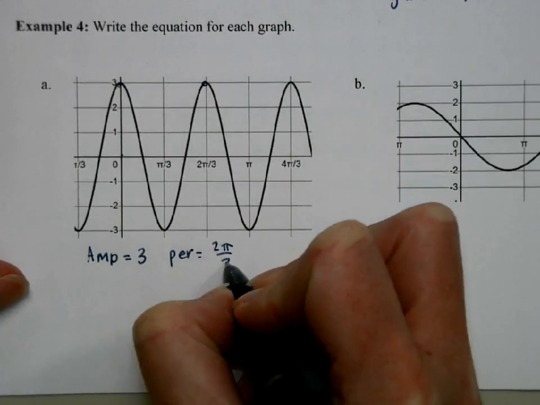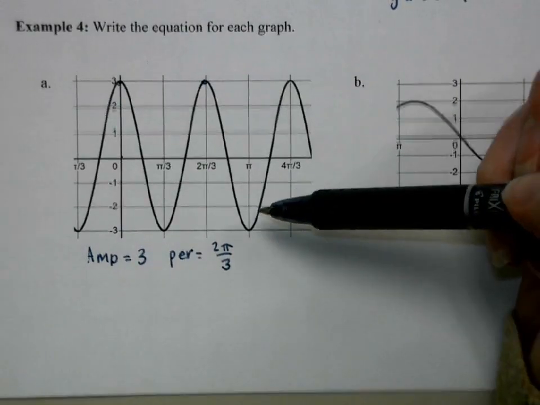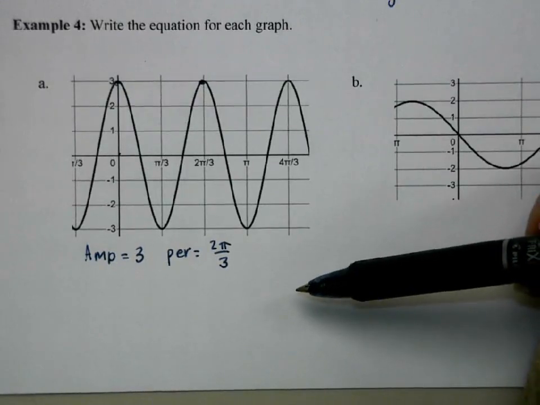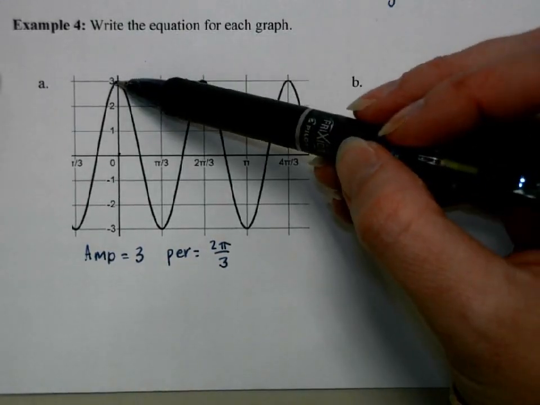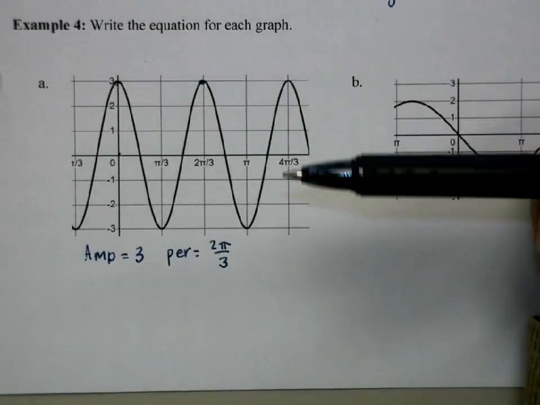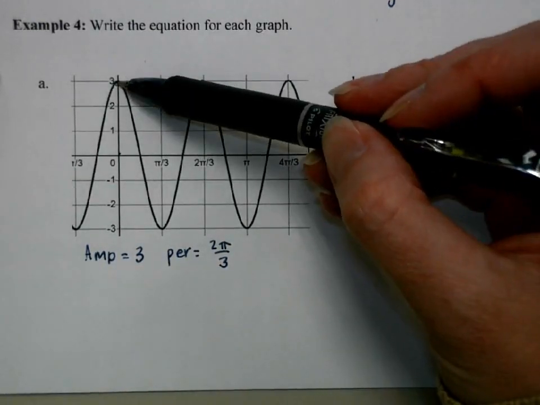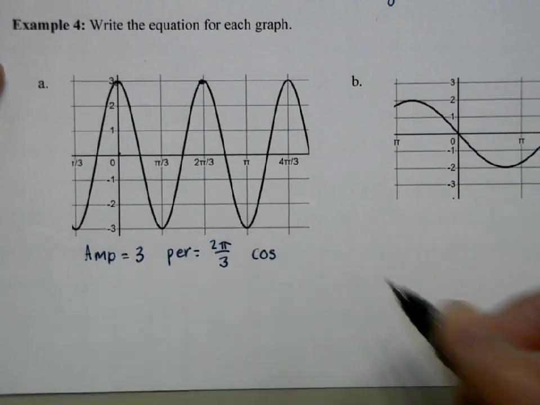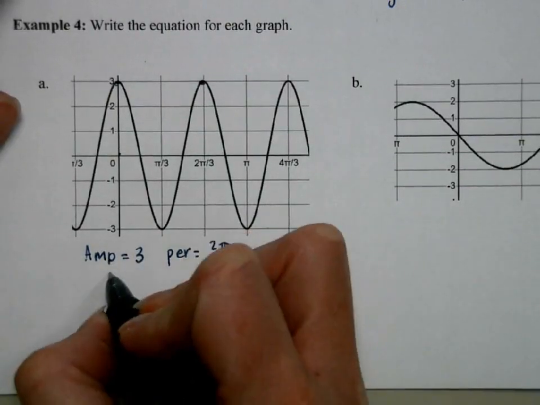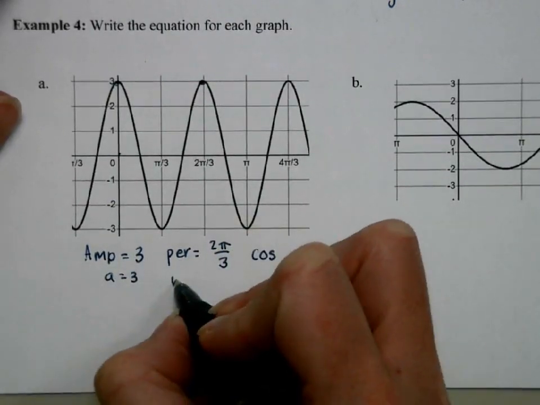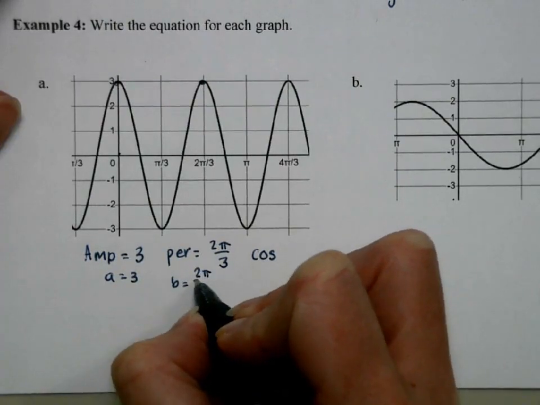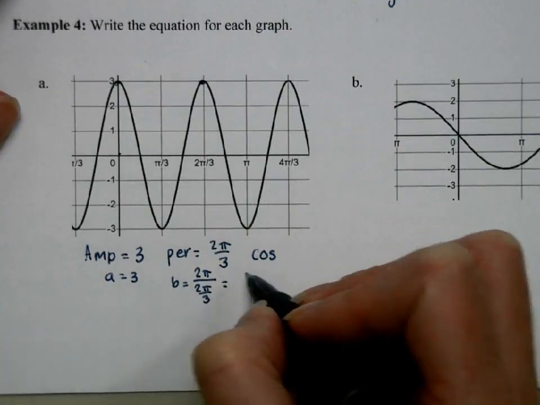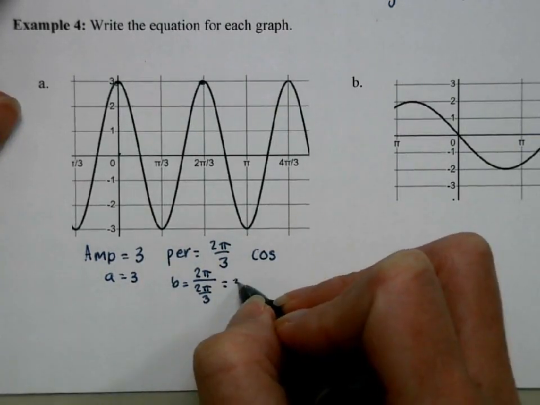Now this one, we have another piece of information that we need to get from the graph, and that's which trig function is going to best model this. Now in a little bit we'll have phase shifts, so we could use either sine or cosine. But if I'm starting at the maximum, crossing the y-axis, this is going to be a positive cosine graph. So my A is going to be 3. My B is going to be 2 pi divided by 2 pi over 3, which is going to be a 3 when I multiply by that reciprocal.